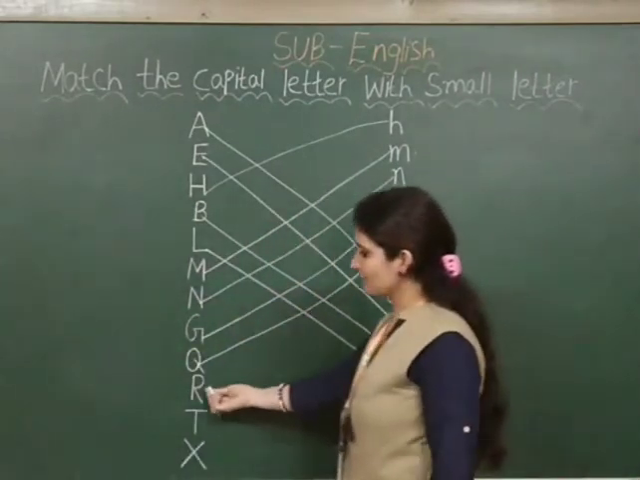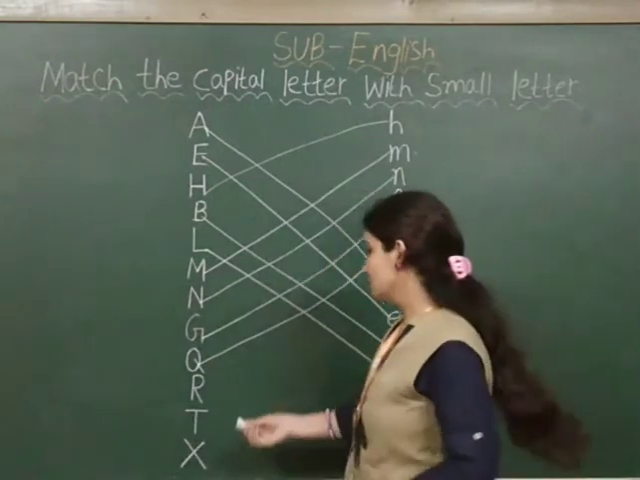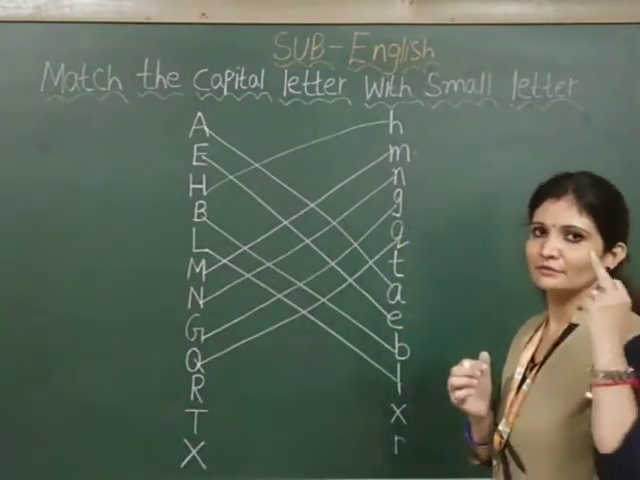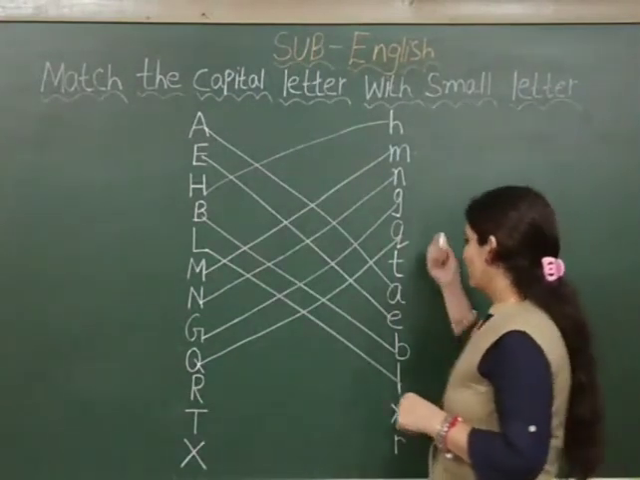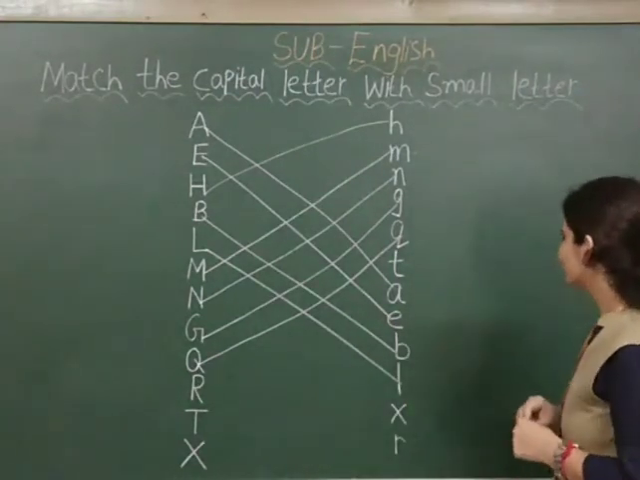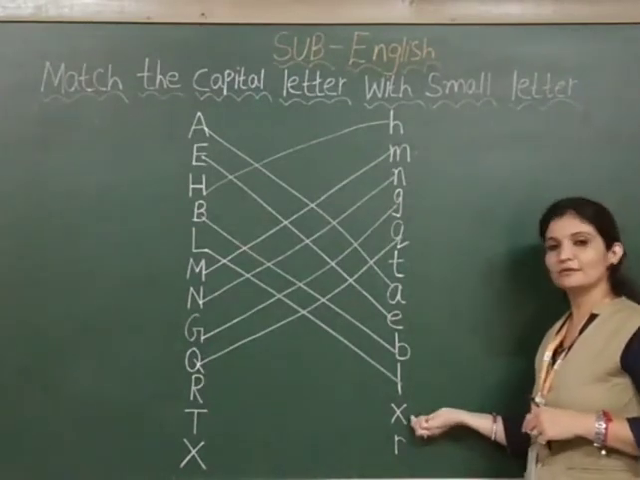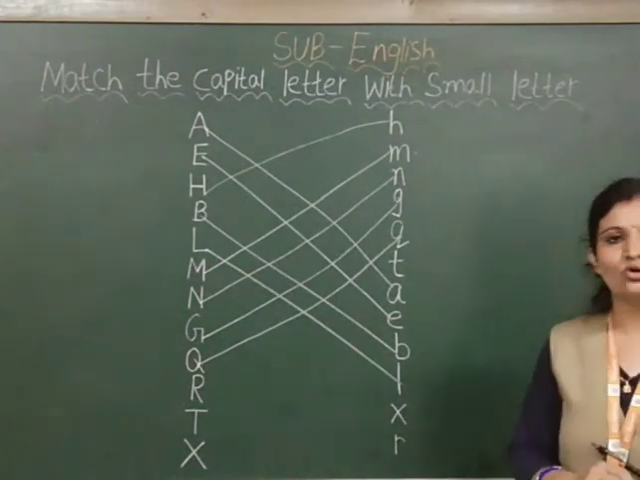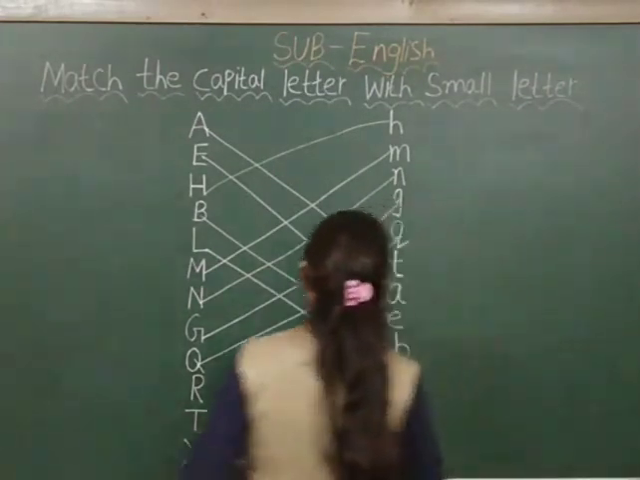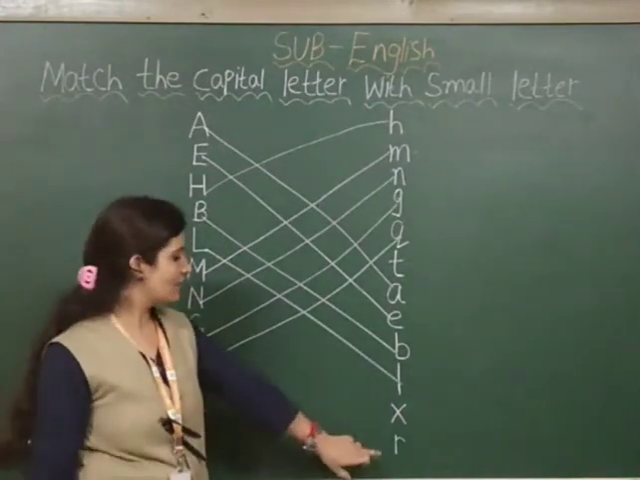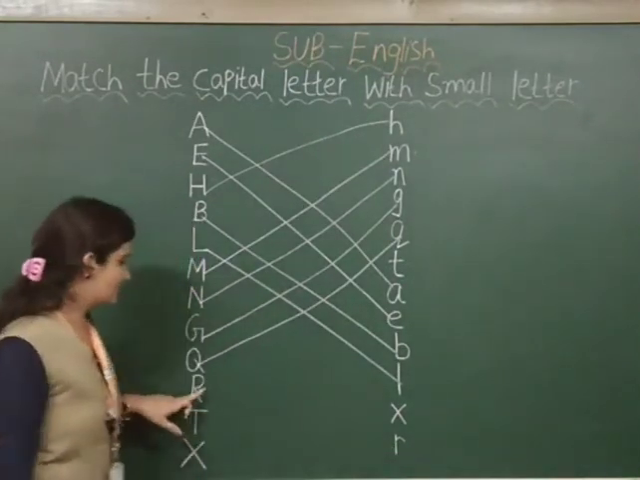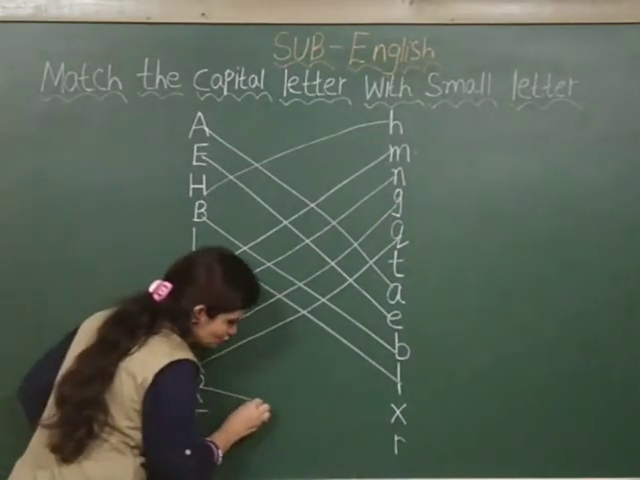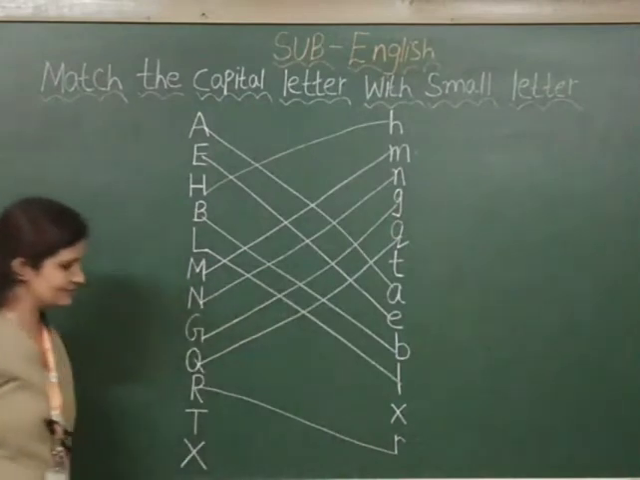Now, which letter is this? This is capital letter R. R for ring. Where is small letter R? This one? No. This one? Yes. Now what do we have to do? We have to draw one line. R to R. Where is small letter R? This one. And where is capital R? Here. Now we have to make one line, capital to small. Like this.